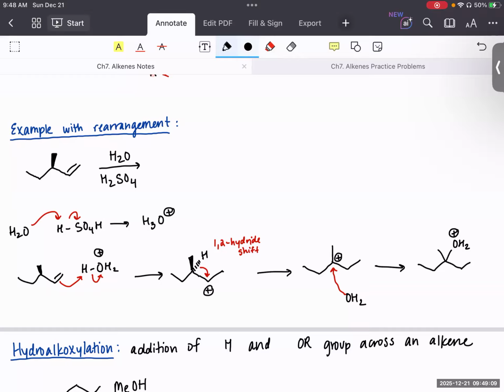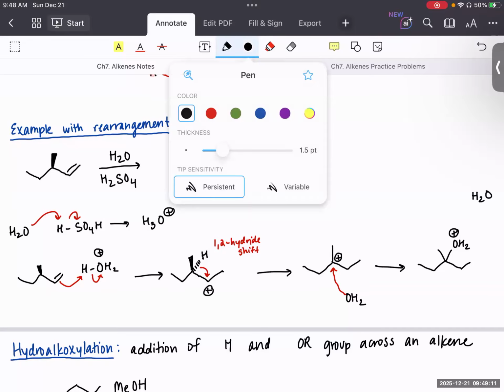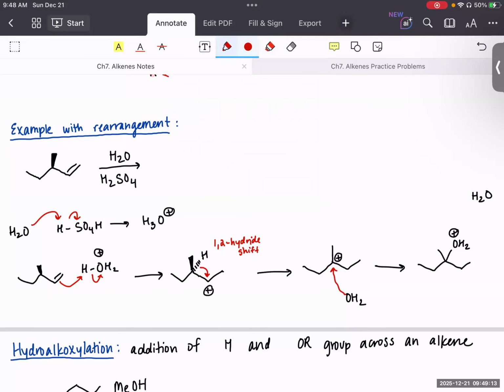All right, and then in the last step, we want to deprotonate. And again, we'll just use water for that, or some classes like to use that HSO4 minus that was formed in that first step, but we'll use water here. Okay. And so we have that the oxygen picks up a hydrogen, and then the electrons between the oxygen and the hydrogen go to the oxygen. And so now we'll end up getting an OH here, and this will be our major product.